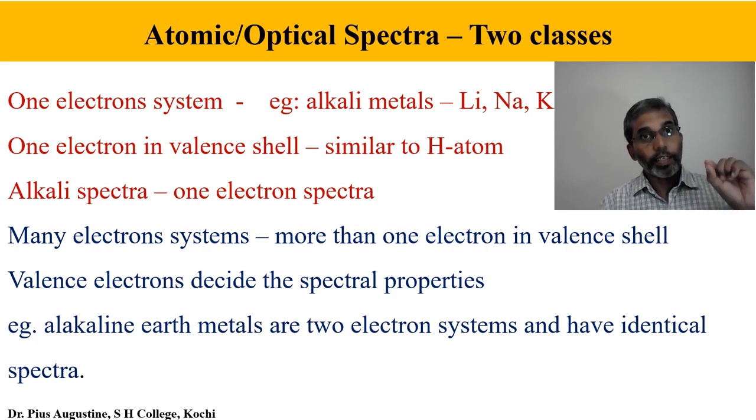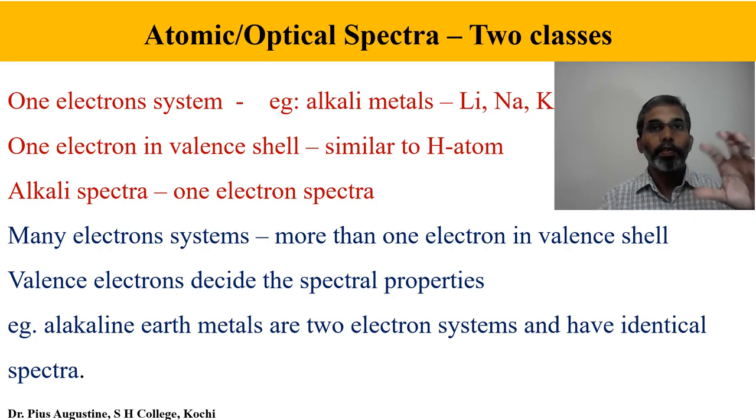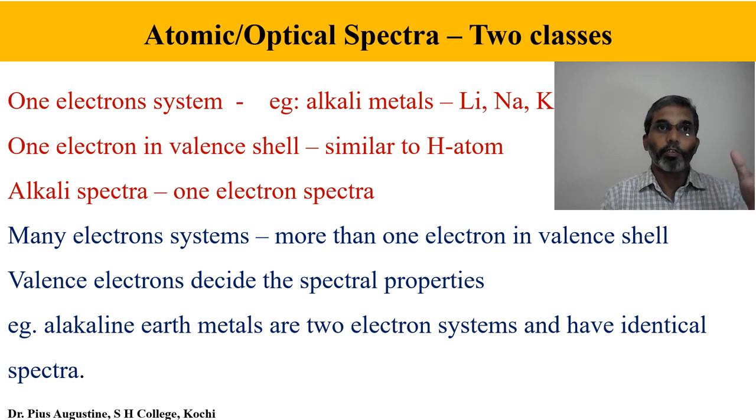In many electron systems, atoms have more than one electron in the outermost shell, which are responsible for optical spectra. So outermost electrons may be called optical electrons. That is a general terminology. Other electrons inside the completely filled subshells will not have roles in optical spectra. And these optical electrons fix the kind of spectra emitted by that atomic system.